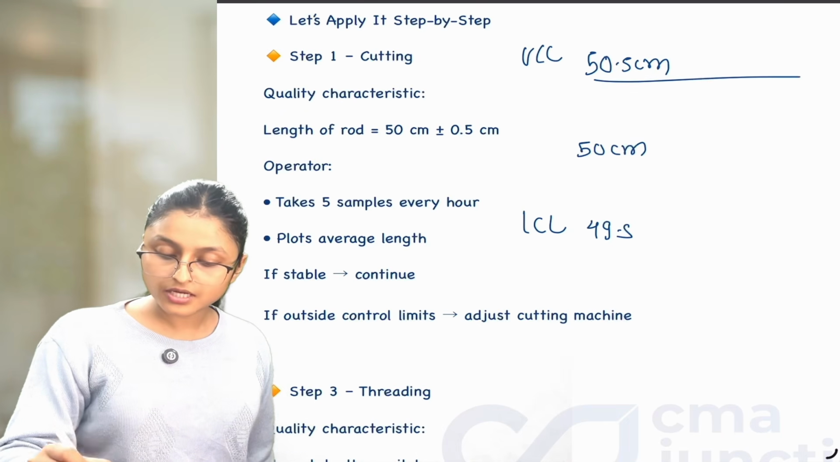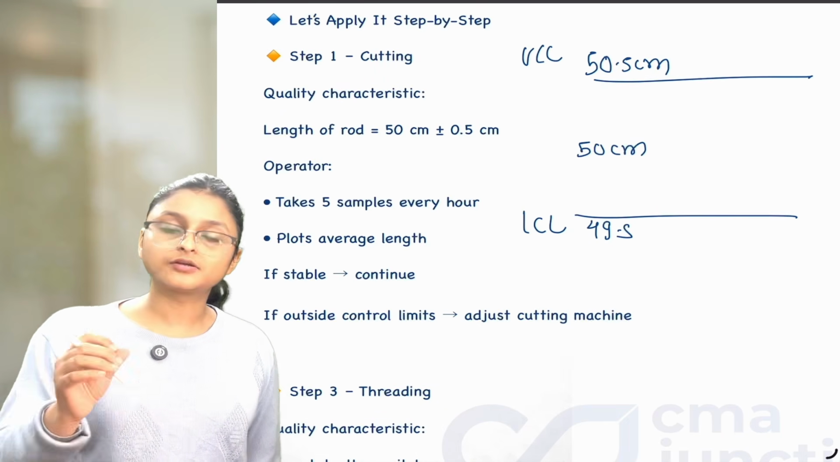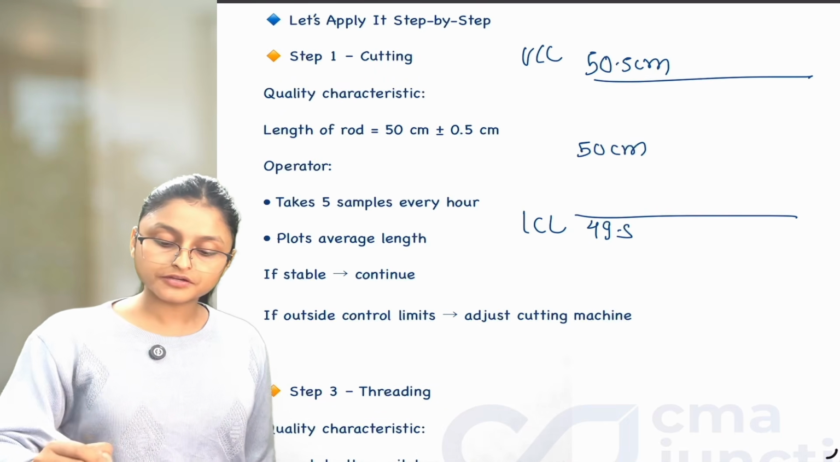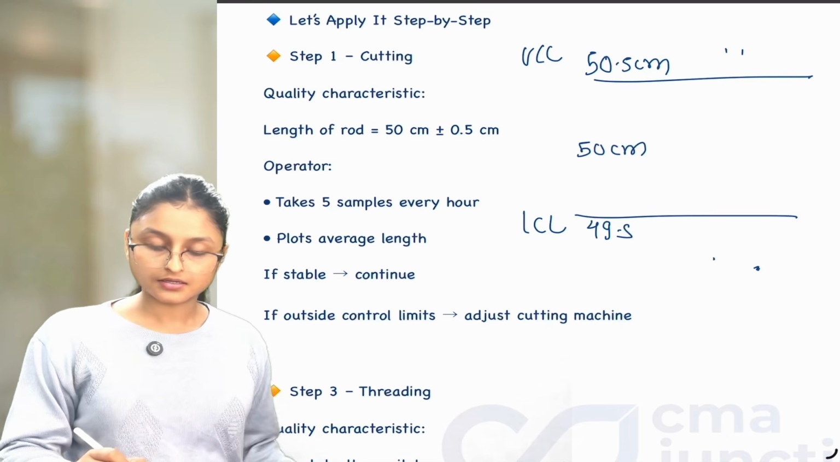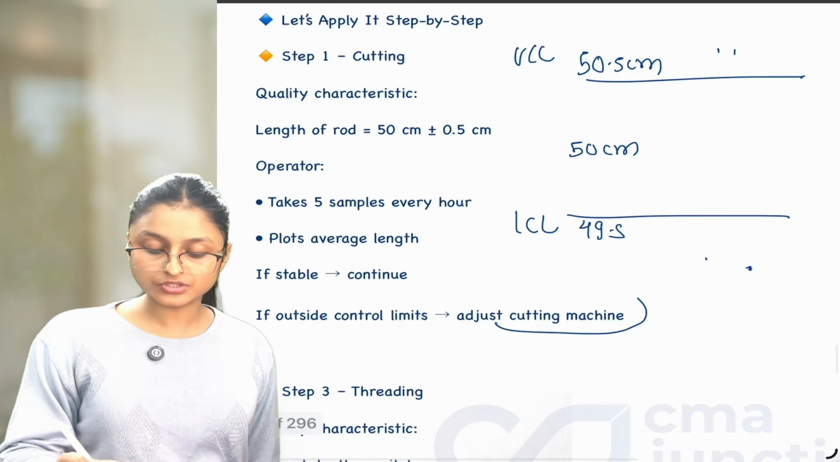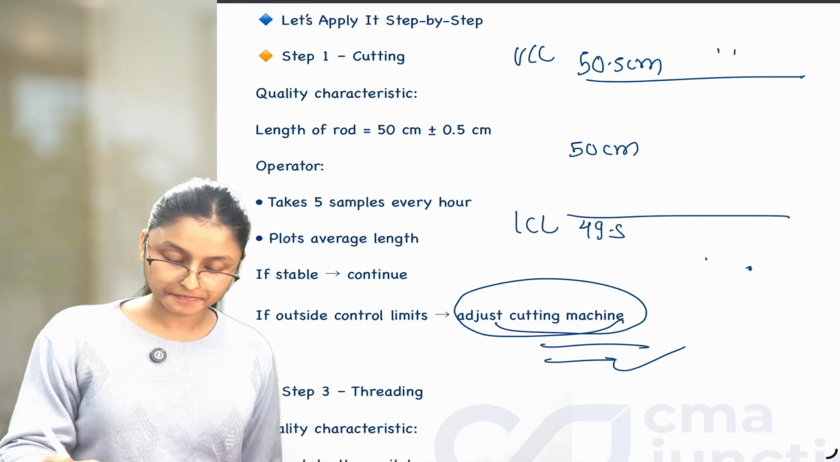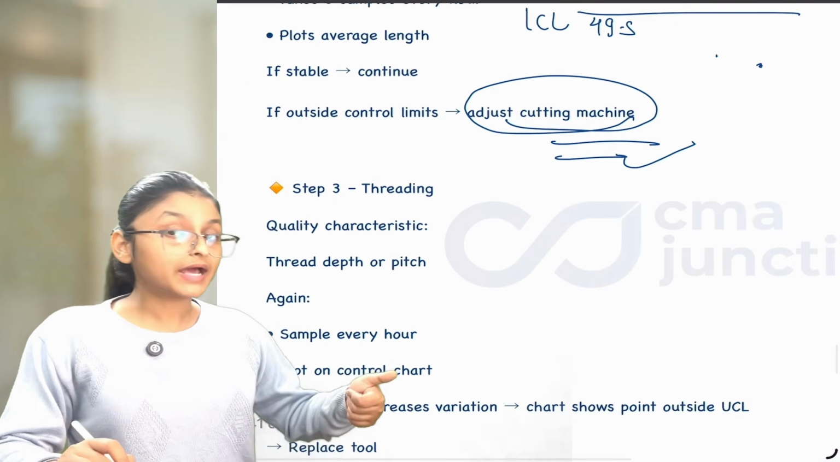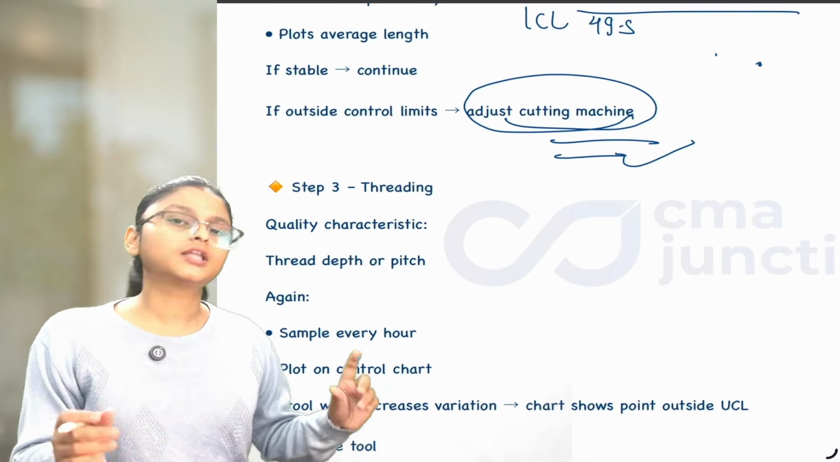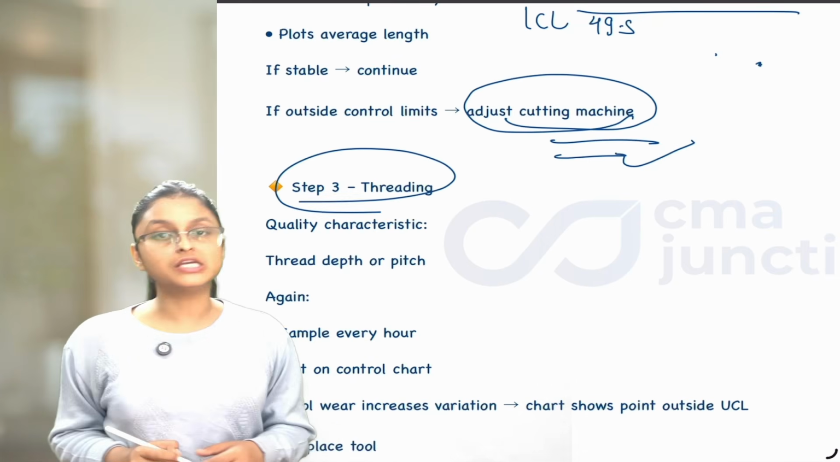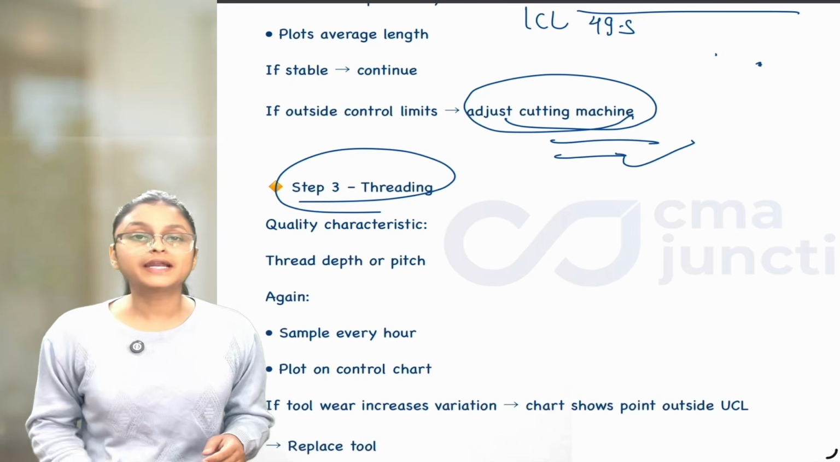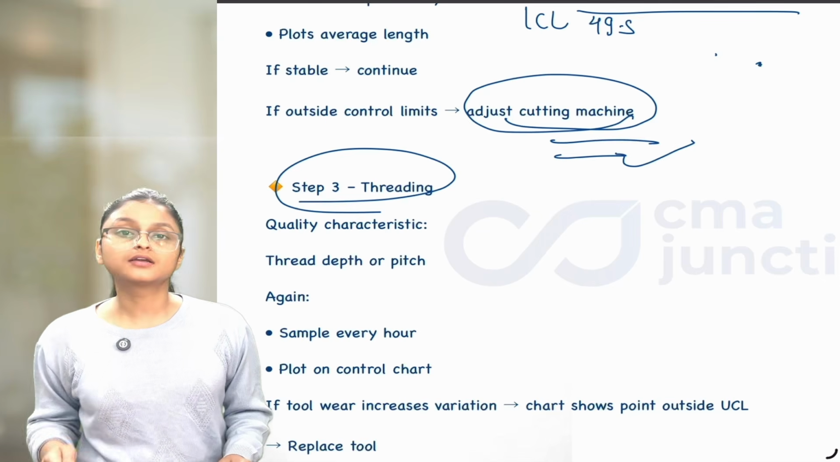Now, if my rod comes between these limits, then it will be treated as normal variation. But if it goes outside these limits, then it is treated as a special variation and you need to adjust your cutting machine. Next, we didn't apply the control at step 2 because there was no requirement as such. Now we are applying directly at step number 3, where we are doing threading, or the spirals in our bolt.